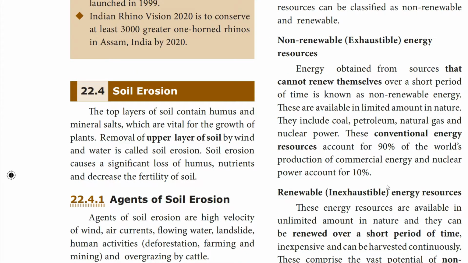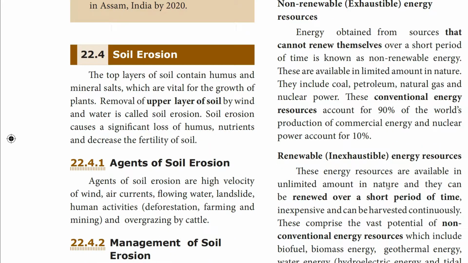Soil erosion. What is meant by soil erosion? The removal of the upper layer of the soil by the action of wind and water is called soil erosion. Soil erosion causes loss of humus, the top fertile soil, and the nutrients in it, which decreases the fertility of the soil, and so it must be prevented.